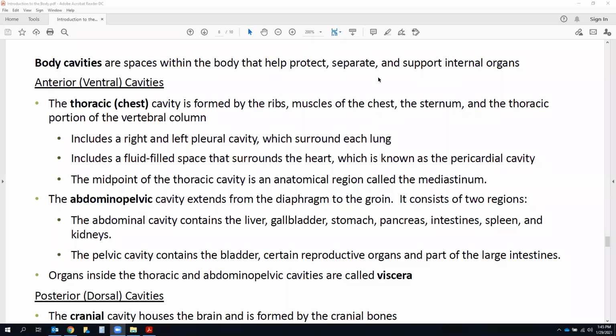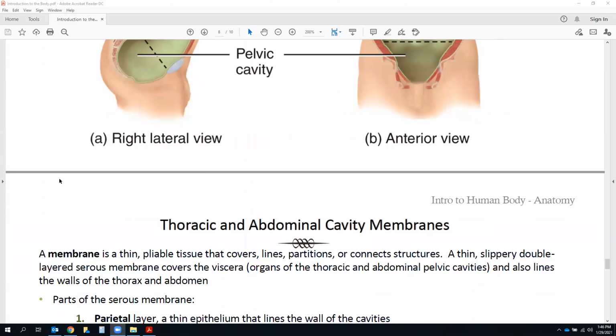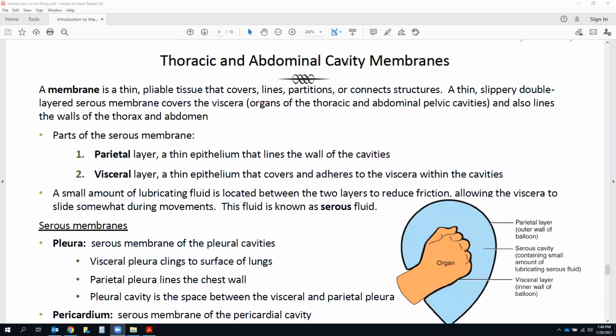All right, so picking up where we left off in class, we finished talking about the body cavities, the two major, very large thoracic and abdominal pelvic cavities, which are anterior cavities, and then the two posterior cranial cavity and vertebral cavity. Keeping in line, we're talking about the thoracic and abdominal pelvic cavities. We're going to talk about the membranes that are associated with those two very large cavities.